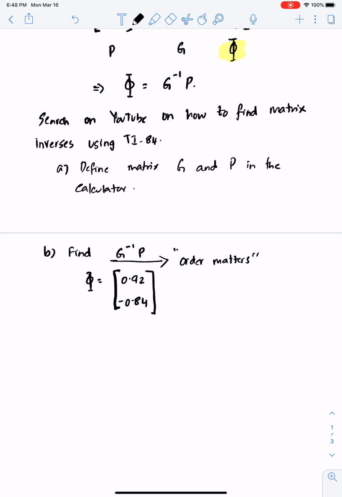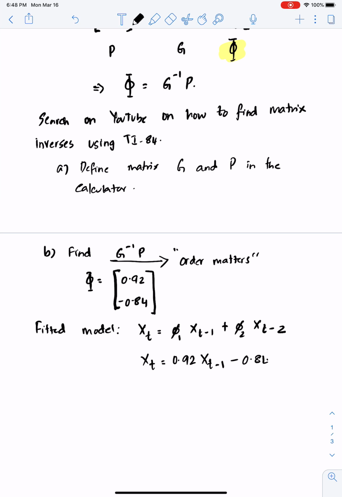So the fitted model is xt equal to phi1 xt minus 1 plus phi2 xt minus 2. We simply have to plug in the values of phi1 and phi2 that we estimated. So xt is equal to 0.92 xt minus 1 minus 0.84 xt minus 2.